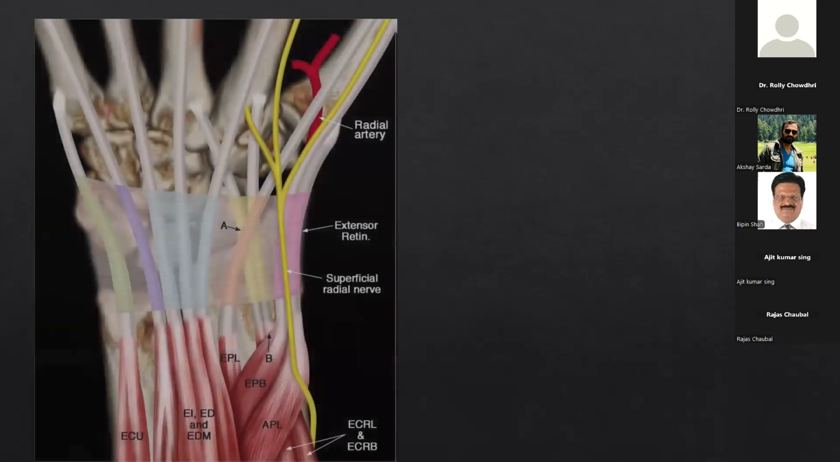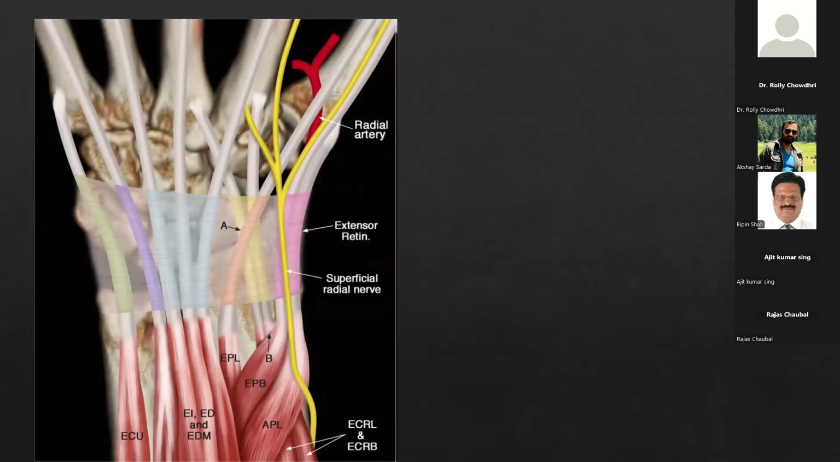Now, what can be the reasons for the pain apart from De Quervain's? We have to look at all the structures. So what are the structures that we have in this region? We have the superficial radial branch. We have the tendons, first, second, third compartment tendons. We have the carpometacarpal joint and we have an artery, that is the radial artery.